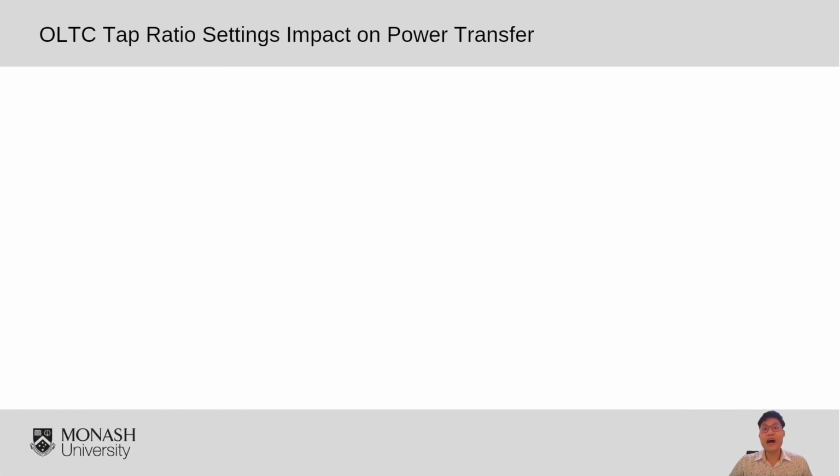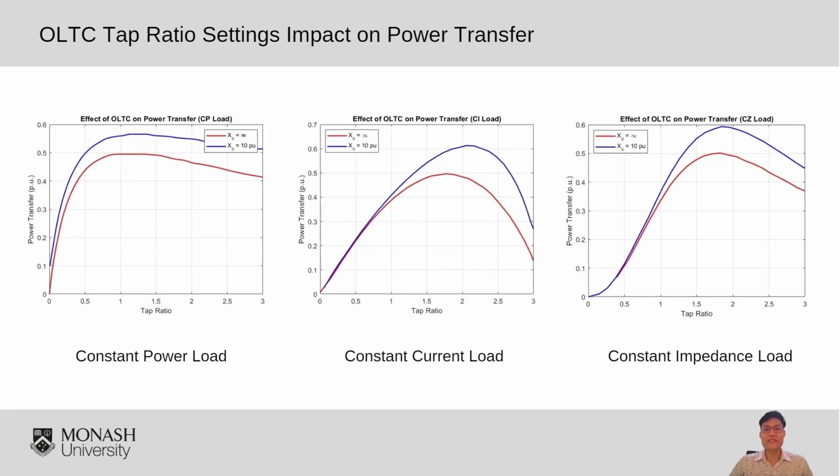Now, let us see how OLTC tap ratio settings impact power transfer across different load models. In all three load cases, power transfer increases as the tap ratio rises, peaks, and then slightly drops. The difference is in how steep the drop is and the value of the ideal tap ratio, with the constant current load model showing the steepest decline and the highest ideal tap ratio.